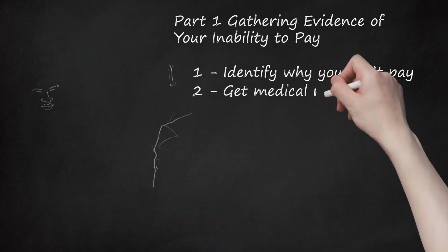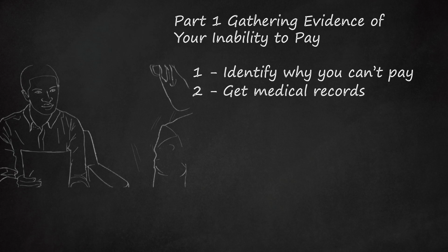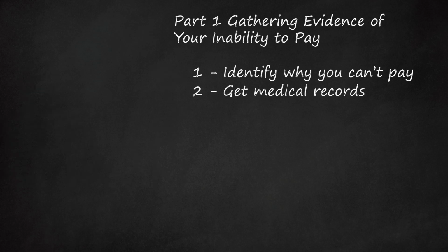2. Get medical records. If you have been sick or have become disabled, you need proof. You should get all relevant medical records from your doctor. If you have applied for disability, then find a copy of your application. You can submit these documents to the judge.